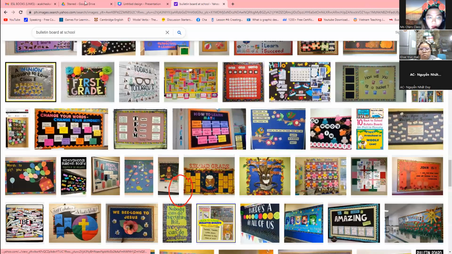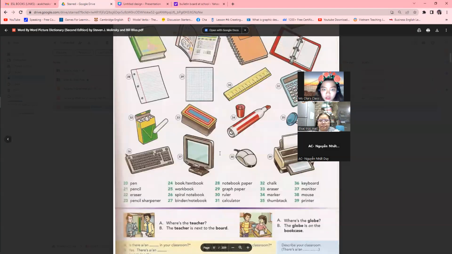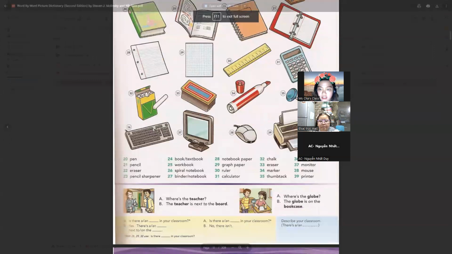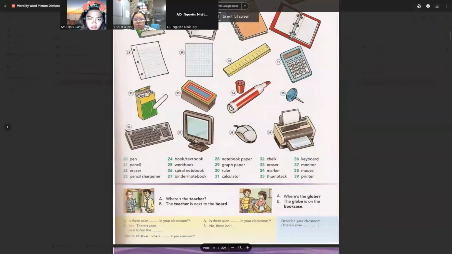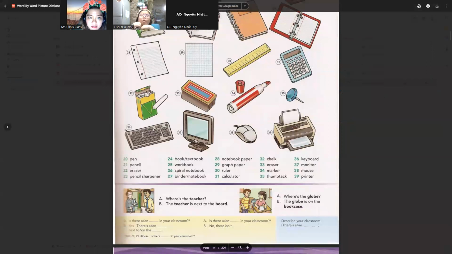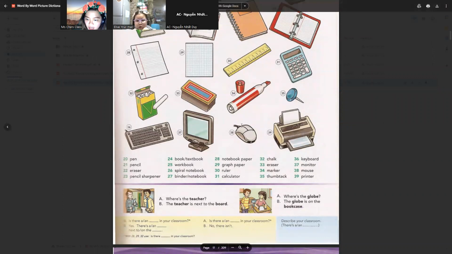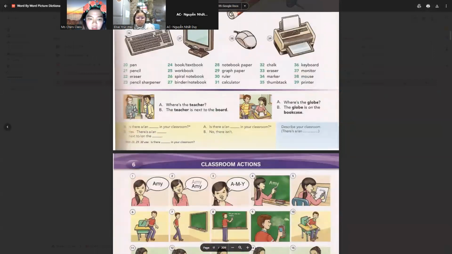So going back to our lesson, let's focus on the discussion. In here, we also have number 36, Elsa, parts of the computer. You know it already. Monitor. Number 37, monitor. Number 38, mouse. And of course, number 39, printer. Okay, good.